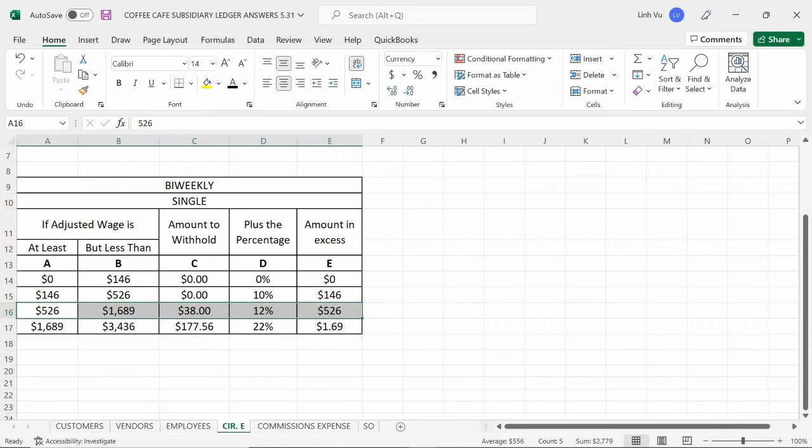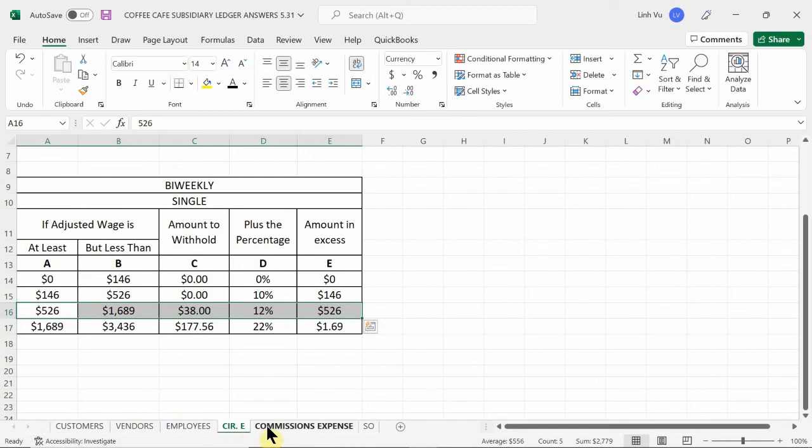So these are the numbers that we need to memorize here: $38, 12%, and $526. I'm going to tell you these are the exact numbers for 2020, not 2022, because we're doing Coffee Cafe in 2020. Make sure you know that these are not the exact numbers from the actual federal income tax withholdings paper that I showed you earlier today. These are the exact ones for 2020. So in this case, you've got $38, 12%, and $526 that she gets to keep.